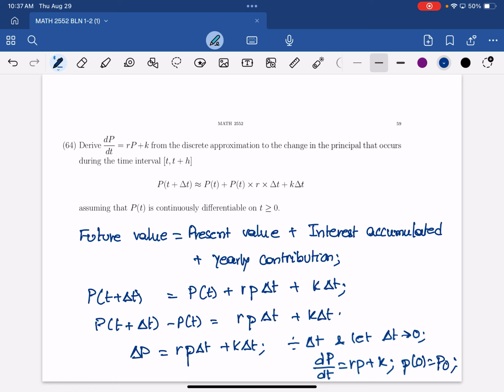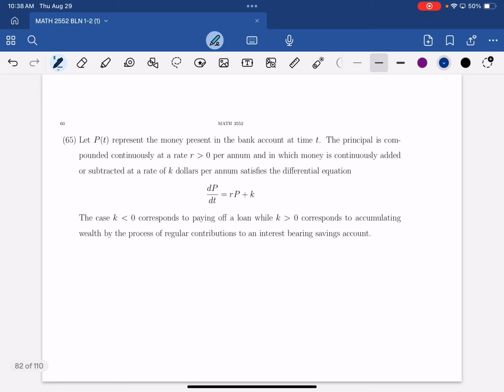That's the initial concentration of salt or initial amount in your account and so on and so forth. Make sense? Okay, now, so if I have a problem, I can write this way. Do you agree with me on that?